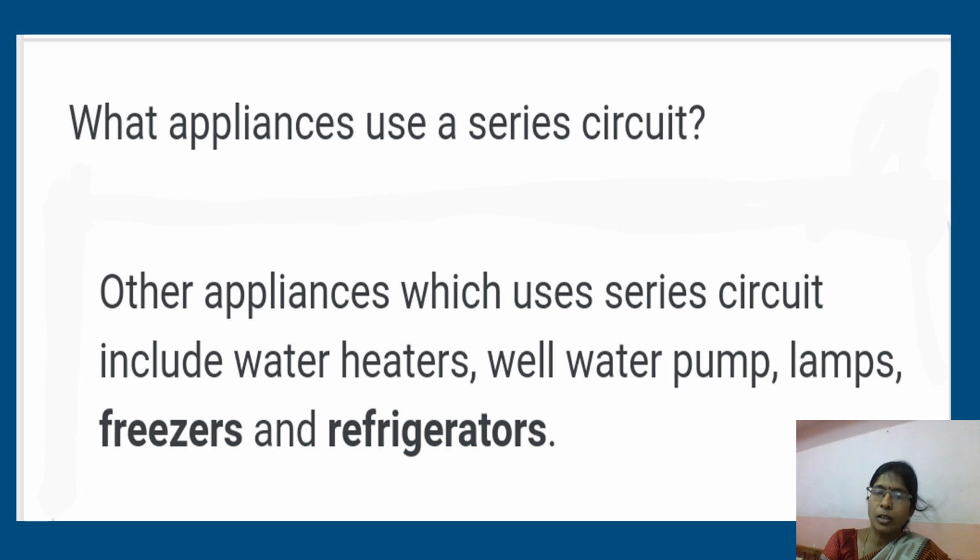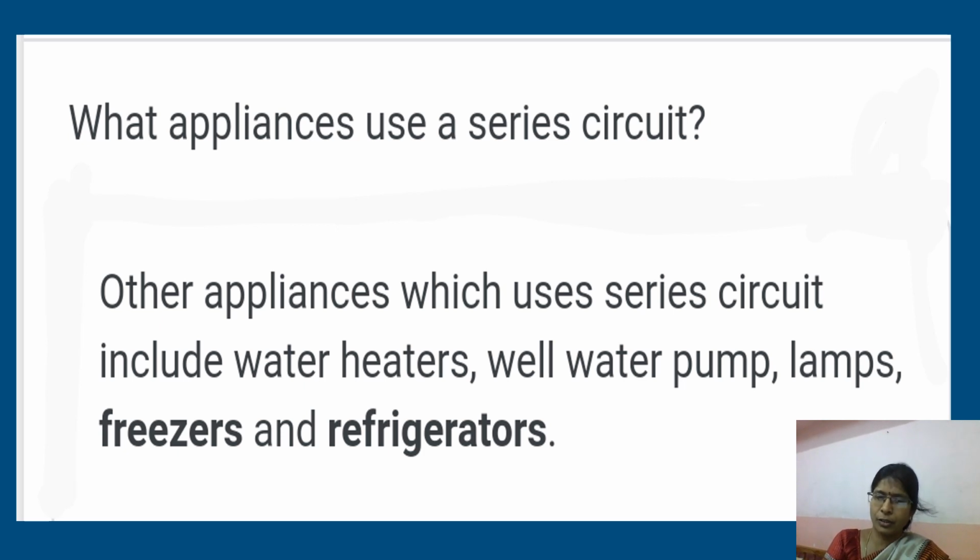This means that all the internal parts of all these appliances are connected in series. For example, all the parts of water heaters, well water pumps, lamps, freezers, refrigerators, their internal parts are connected in series. When you consider a water heater, the internal parts, like the container or the can, above it the fan and the thermostat, are connected in series.